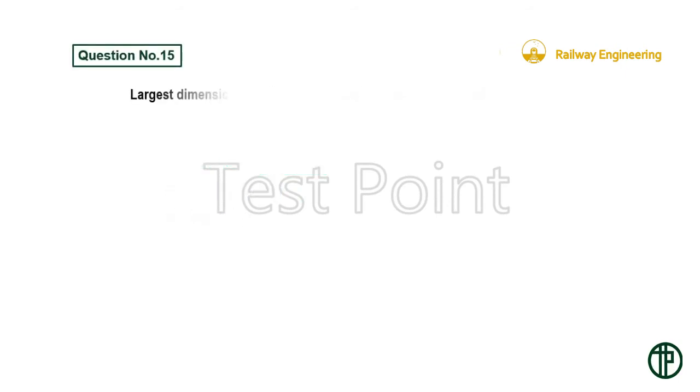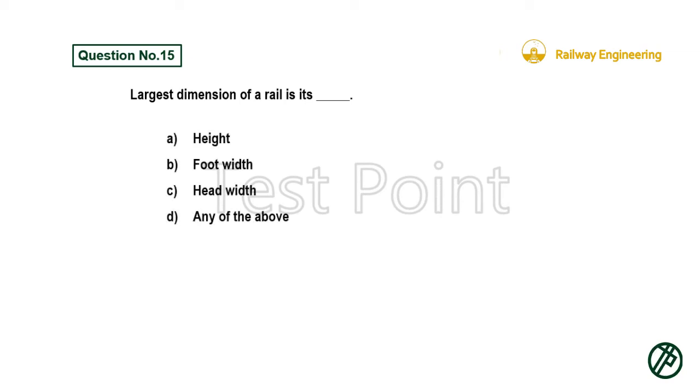Question number 15. Largest dimension of a rail is its: Option A, height. Option B, foot width. Option C, head width. Option D, any of the above. Answer is option A, height.